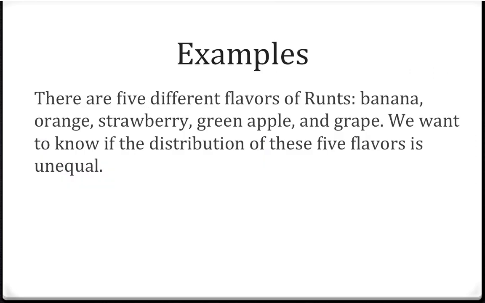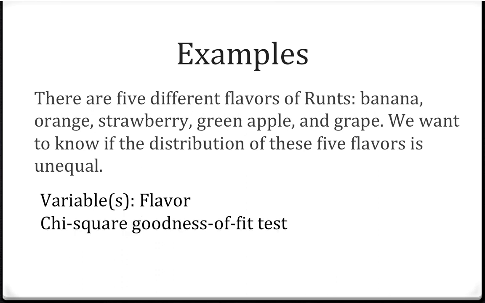There are 5 different flavors of runts: banana, orange, strawberry, green apple, and grape. We want to know if the distribution of these 5 flavors is unequal. Our variable, or variables in this case, we just have one, and that is the flavor of runt. That variable has 5 different levels. We would conduct a chi-square goodness of fit test because we have one categorical variable with multiple levels.